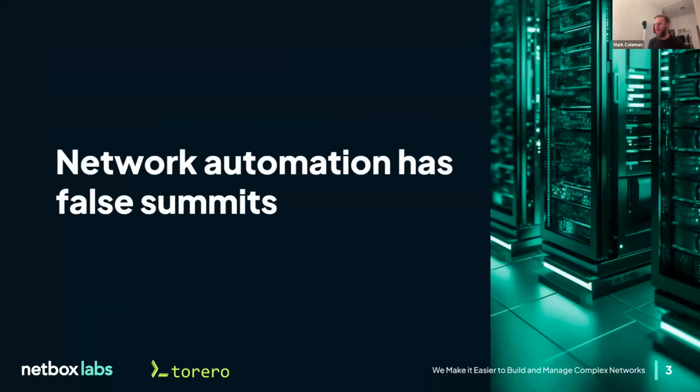So on network automation has false summits. Wyatt and I had a chat about this beforehand, and we thought it was a really good analogy for that sense that people can get where they're gung-ho, let's go do automation. And then there's a problem, and then there's another problem, and then there's another problem. Does this resonate, Wyatt? In our world, this happens all the time.